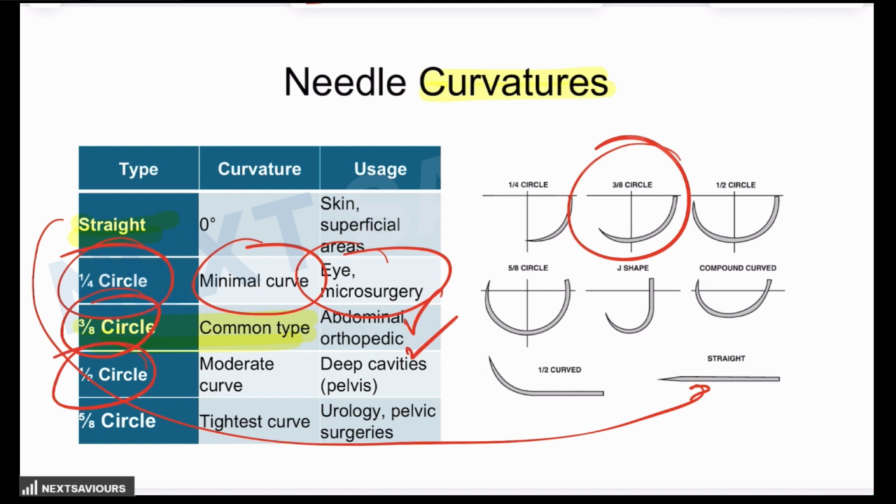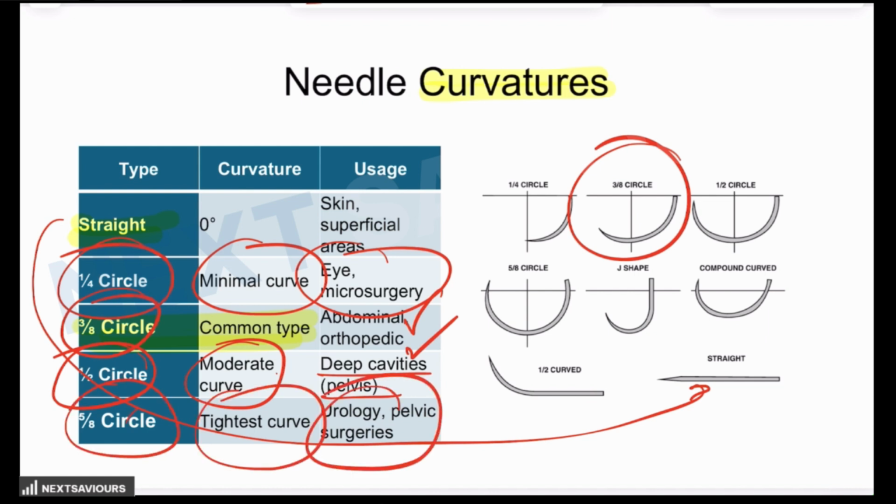Half of a circle has a moderate curve, which is used for deeper cavities where maneuverability becomes easier. You do not have too much space in order to apply that suture, so just by circling it, you can cover it. And 5/8 of a circle has the tightest curve, which is again used for deeper structures like urological or pelvic surgeries. So these are the different types of needle curvatures.